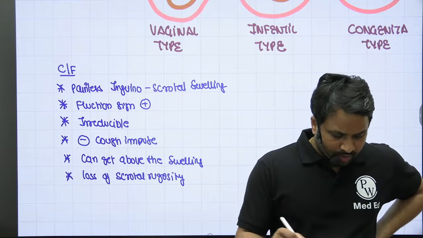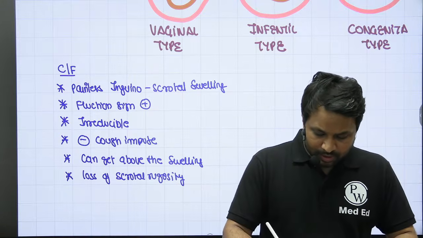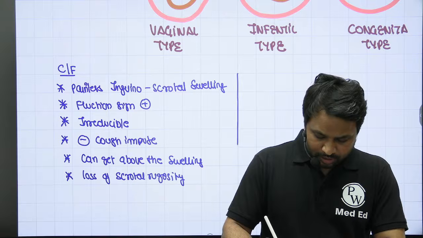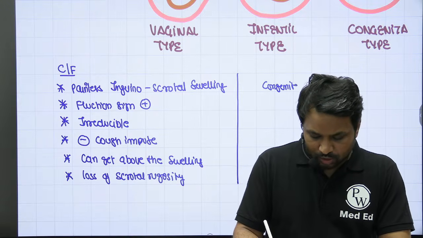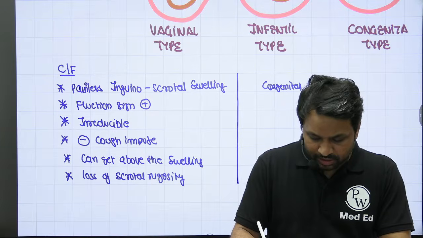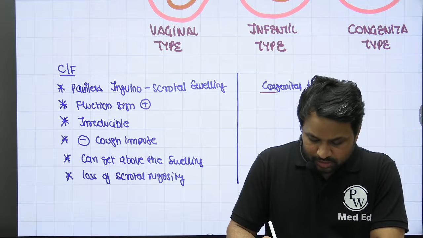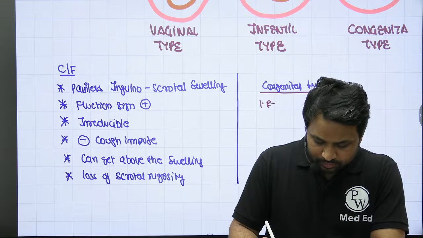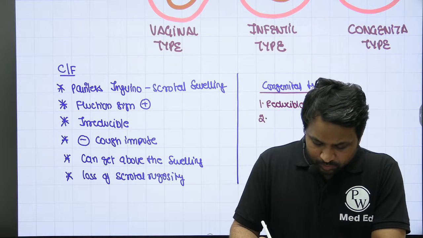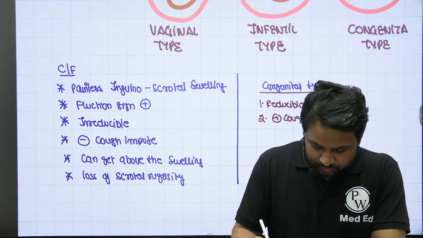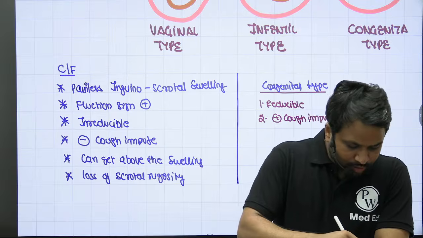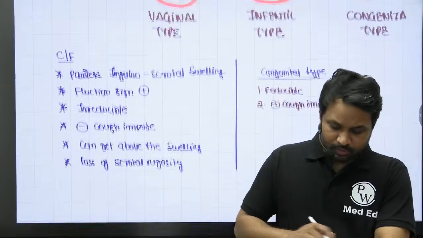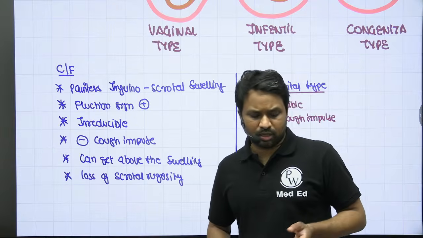Okay? Now, there is a small exception to this rule, that is when you talk about the congenital type of the hydrocele. In the congenital type of the hydrocele, you will notice, number one, it is reducible. Number two, there is a positive cough impulse. It is reducible and has a positive cough impulse, almost like a hernia. Okay?